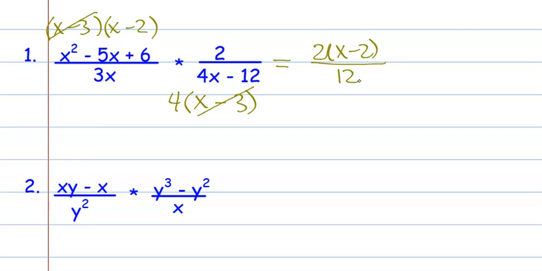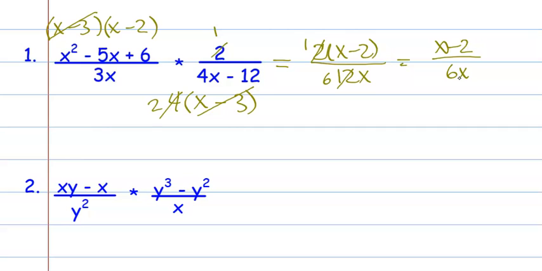Something I didn't go back and do is cancel these 2 out to get 1 over 2. That would have saved me a step over here, where this is actually 1 over 6. So that's x minus 2 over 6x. Sorry for the bad writing.